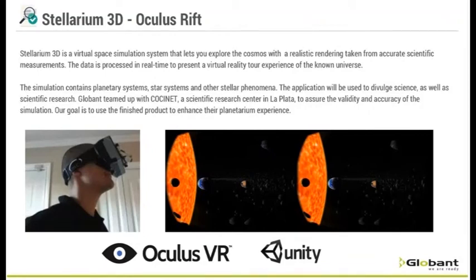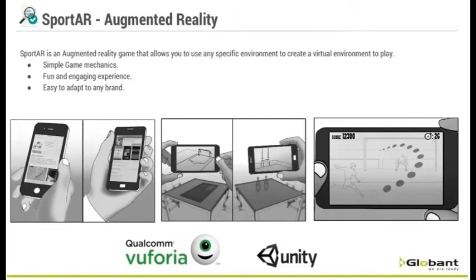The other one that we are playing with is an augmented reality game. It's a simple sport-based game that allows you to turn any product or any flyer of your products into a mini game that you can play with. So simple game mechanics, a fun and engaging experience, and easy to adapt to any brand, basically. So the idea is to have something that you can play while you're waiting for your friends or something like that. And we are integrating Vuforia, which is a really nice augmented reality framework. And again, we are using Unity targeting mobile devices in this case.